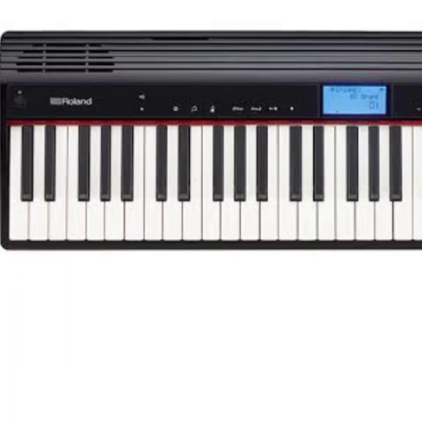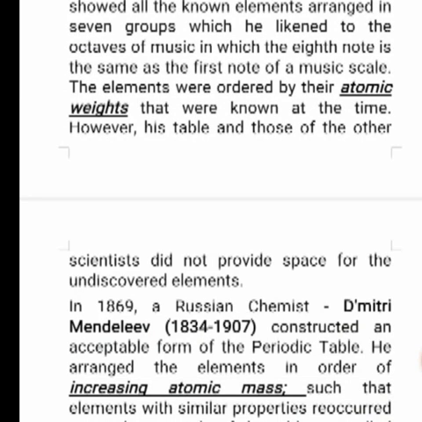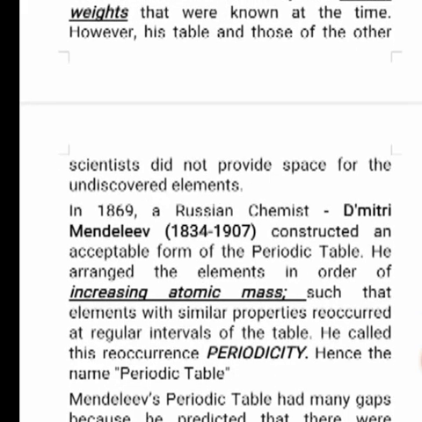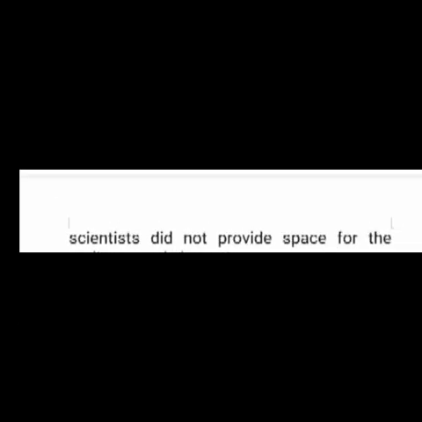Now, the elements were ordered by atomic weight. So Newlands also used the criterion of atomic weight to order the elements, the atomic weights that were known at the time. However, his table and those of the other scientists did not provide space for the undiscovered elements.